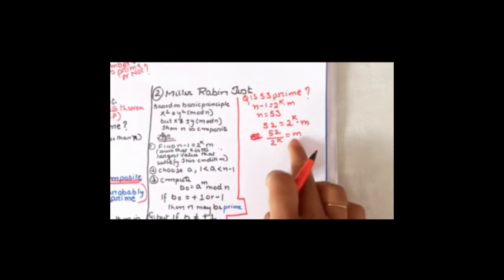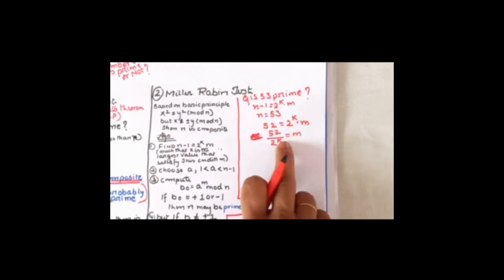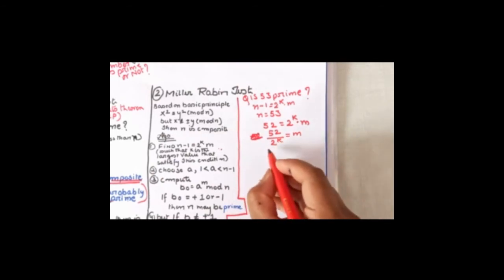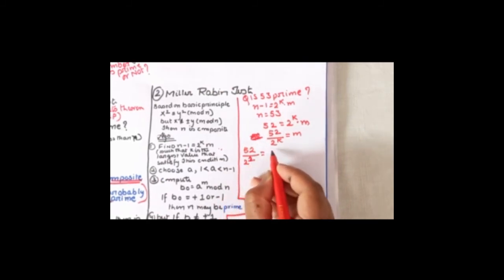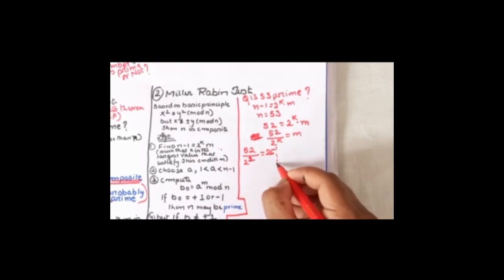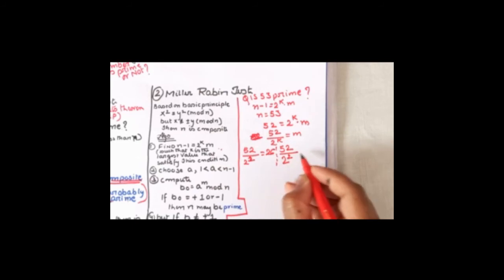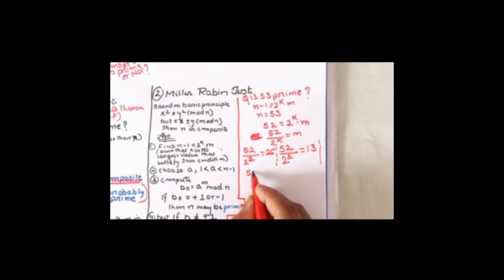52 upon 2 to the power k is equal to m. That is what I have derived from this equation. Now I have to choose k, the largest k. So start from 2 to the power 1. This will give me m as 26. Moving ahead to choosing another value of k, 2 to the power 2, which gives me m as 13. Then choosing k as 3 will give me m as 6.5.